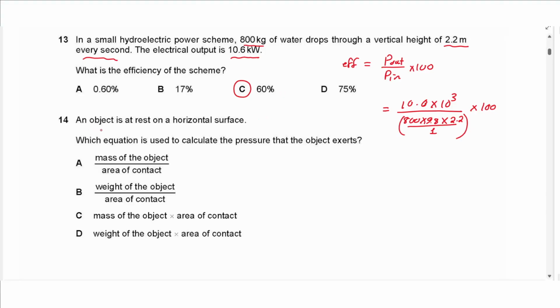Question 14 says, an object is at rest on a horizontal surface. Which equation is used to calculate the pressure that the object exerts? So it's not mass over area, it is weight, force over area, yes. Not mass multiplied by area and not weight multiplied by area, so the answer is B.